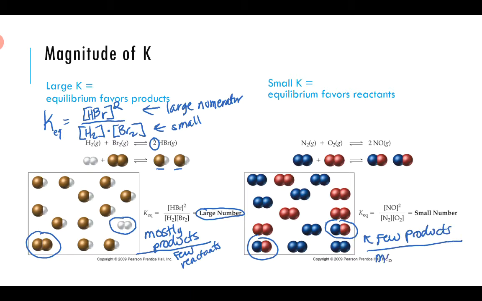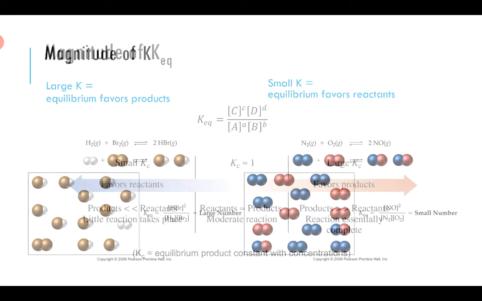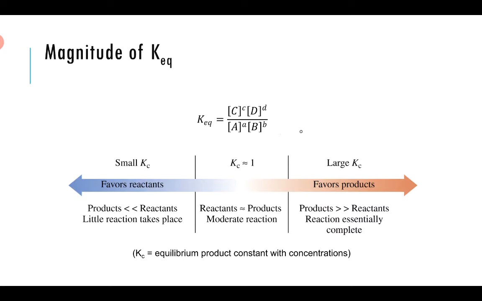Over mostly reactants. And so since we have a very small numerator and a very large denominator, then our KEQ is going to be a small number. That means by looking at our KEQ number, we can decide whether we have mostly products or mostly reactants. So how big that K value is tells us whether we favor our products and we have mostly products, or if we favor reactants and we have mostly reactants.